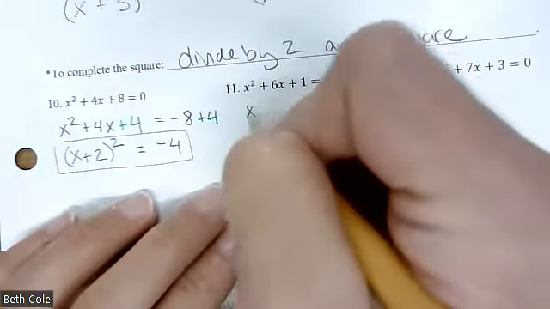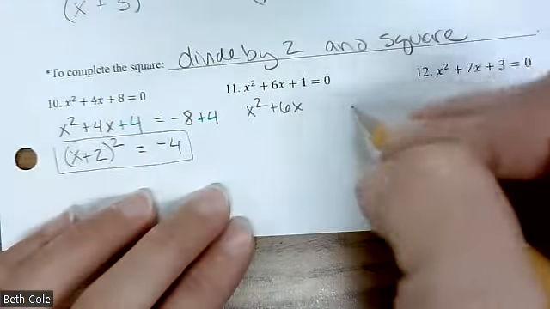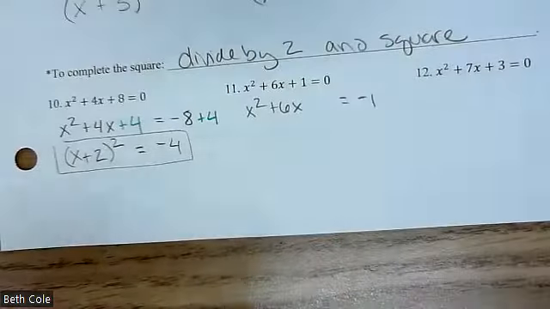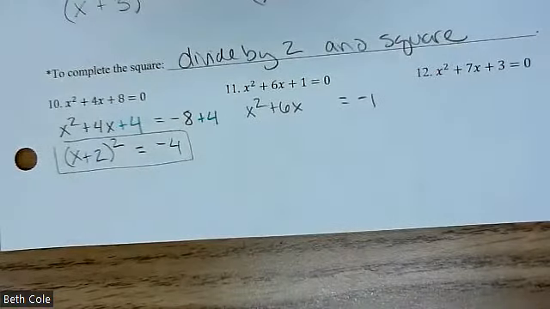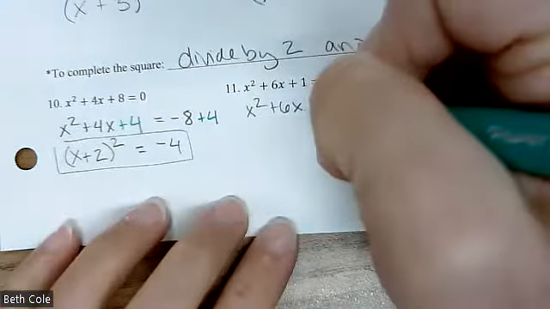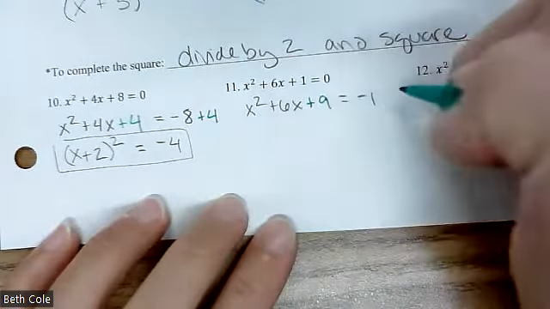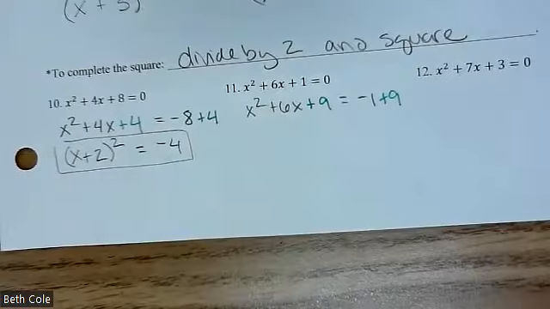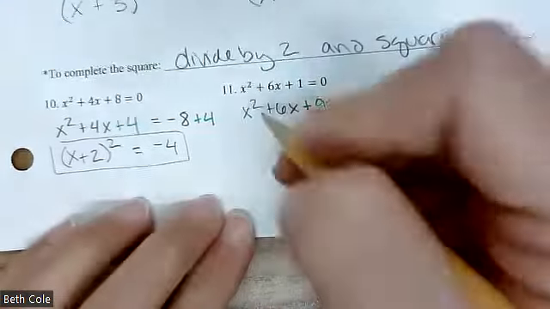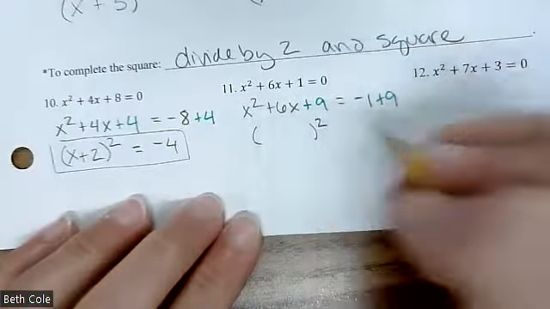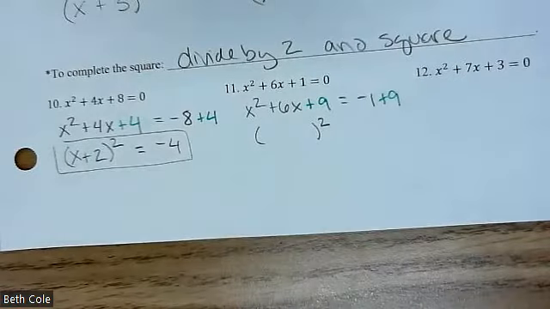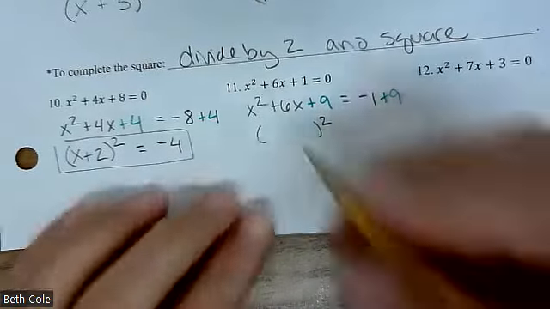So let's try number 11. Write out the first 2 terms, leave a blank, subtract that 1 to the other side. And again, you don't have to use another color. I'm just going to, colors don't show up very well on this projector anyway. What are we going to add to both sides? 9. Good. Add 9 to both sides. And you're going to write it as something squared, blank squared. X plus 3. Beautiful.